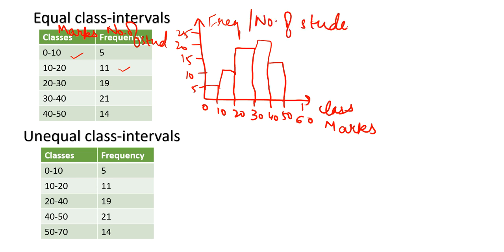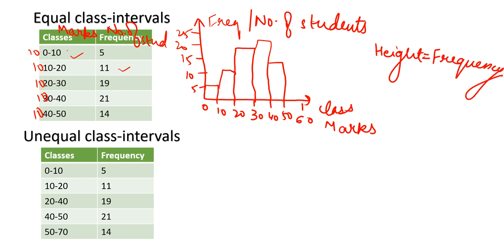Now we need to know one thing. When we have equal class intervals, that is हमारी जो class size है, these are all same, 10, 10, 10, 10, 10. So in that case, our height is equal to frequency. Right.